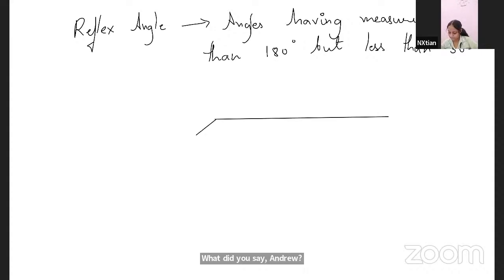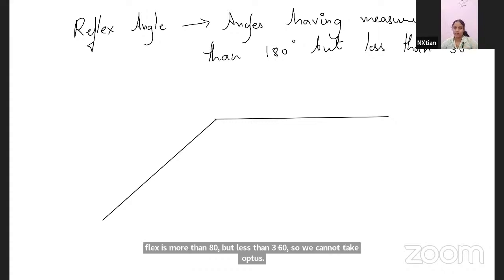Ma'am, you can take either an acute or obtuse angle, and then the back side of the angle is the reflex angle. More than 90, but less than 180. Obtuse is less than 180. But reflex is more than 180, but less than 360. So we cannot take obtuse. Can I take acute also, ma'am?